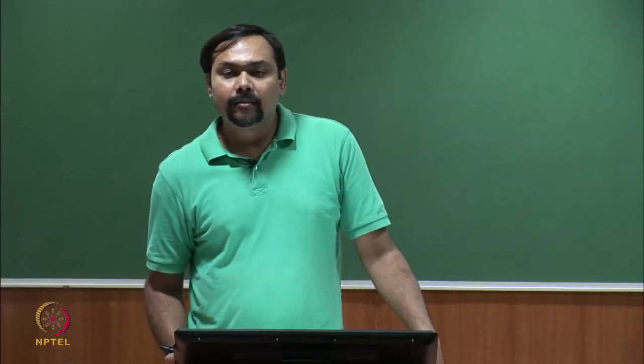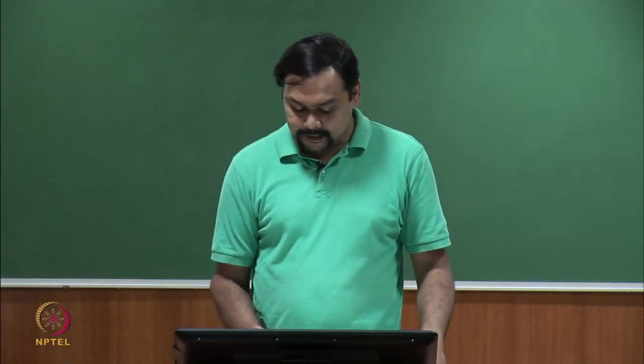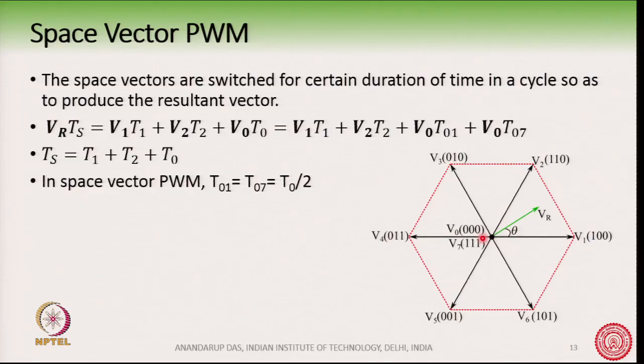Now, one more point to observe is that in this particular case, we have taken these three vectors V0 or V7, V1, V2 to realize the vector Vr. Now, it may be possible not to use these three vectors. Rather, we can also use V3, V1 and V0. This is also possible. For example, if the reference vector is here, Vr.